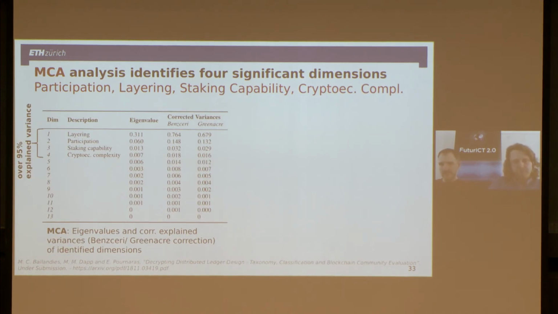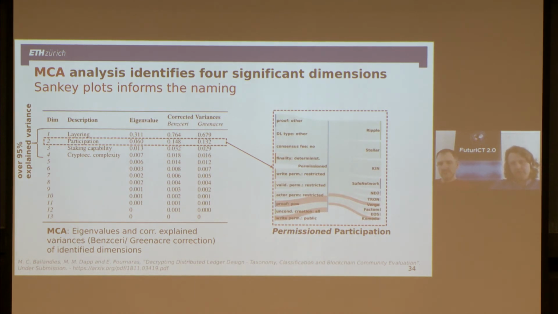And here are the results when applying MCA on the data. We identified that the first 4 dimensions are significant to explain over 95% of the variance in the data. We named these dimensions. The first dimension we described as layering, the second as participation, the third as staking capability, and the fourth as cryptoeconomic complexity. And how did we arrive at these namings? We created such Sankey plots, but we reinterpreted them a bit, or reused them a bit. So what we see here is the squared cosines of each of these attribute values.